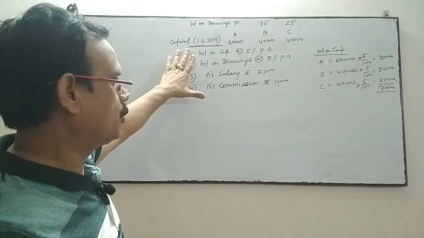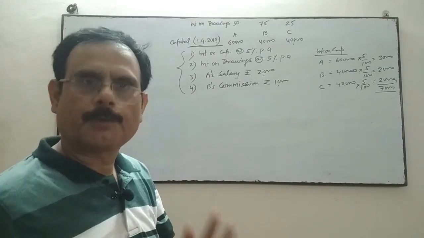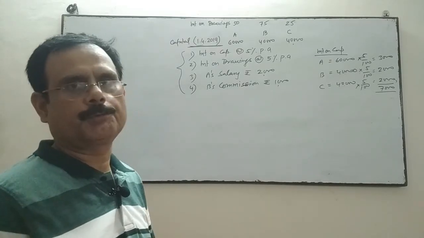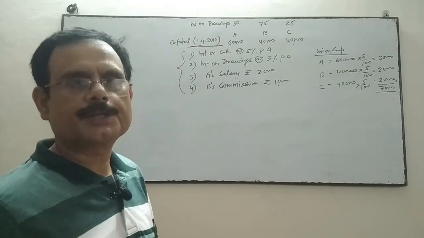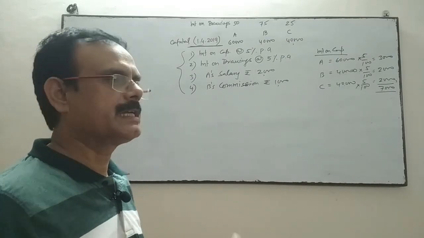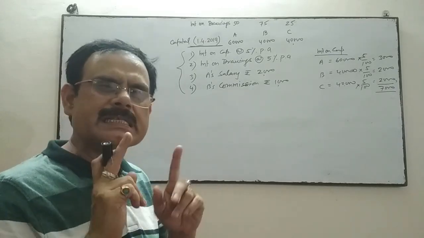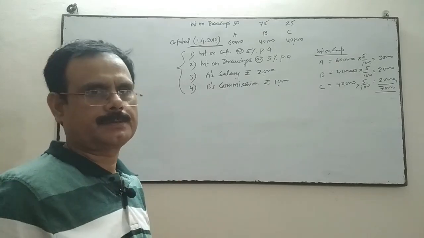These four items have been omitted by the accountant while distributing the profit, and the profit has been distributed. Now we have to adjust it. How to do the adjustments? Without change in the profit and loss account or the profit and loss appropriation account, we will pass one single entry for adjusting these errors.